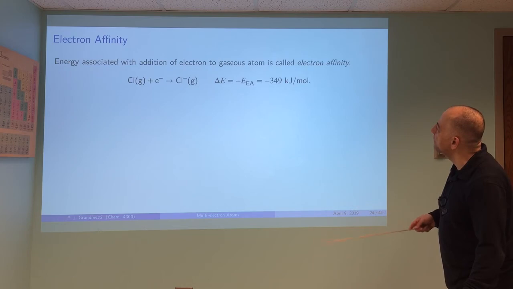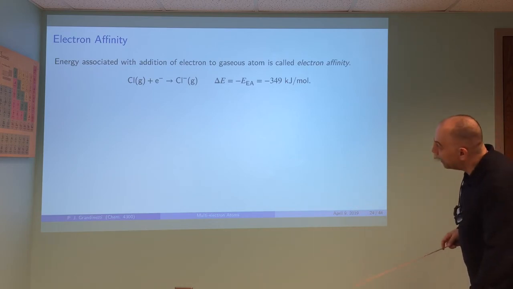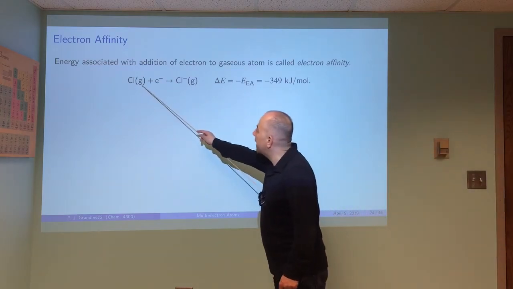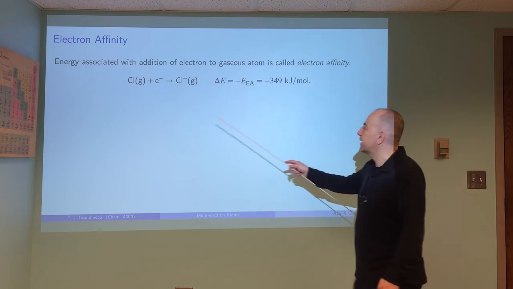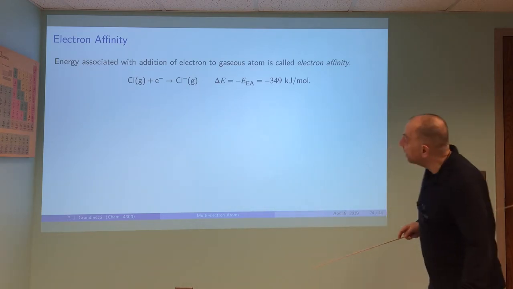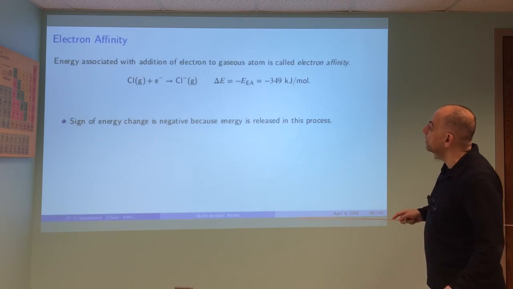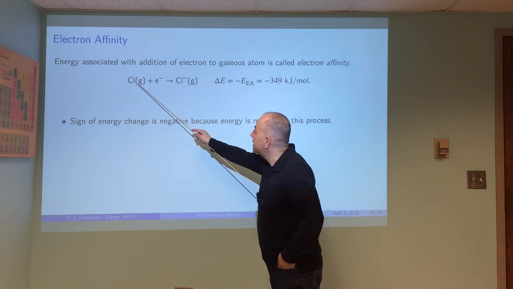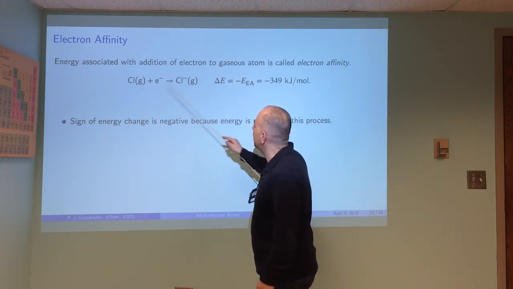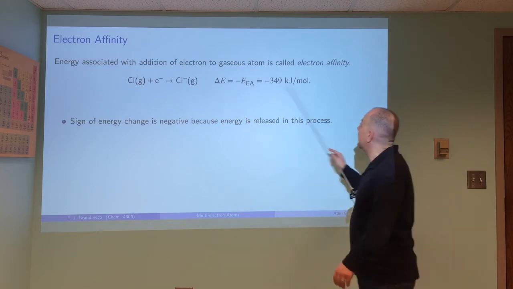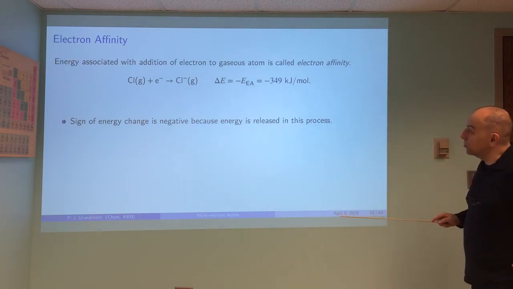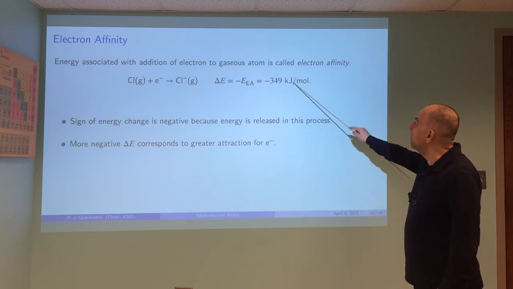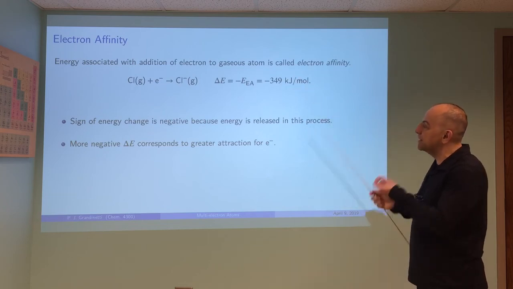Okay. Electron affinity is another one that gets mentioned in this discussion, and that's the ability of an atom to take an electron, in this case chlorine taking an electron to form an anion. Again, this is a negative number because energy is released in this process. So chlorine will take an electron, make an anion, and give off 349 kilojoules per mole. If you see a value that's more and more negative, that means it has a greater and greater attraction.